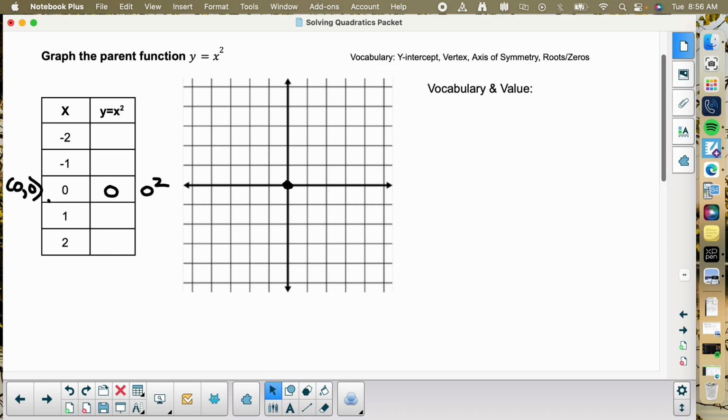Then 1 is 1. Okay, so 1 would be 1 squared, which is absolutely 1. And then where do I graph that? Would it be easier for you to draw it? Okay. Sometimes it can be harder to explain. Here? Perfect, 1-1. That's gonna be the point 1-1.